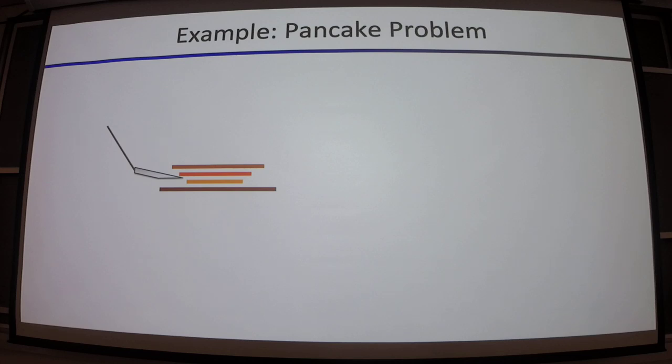And what I can do is I can insert a spatula in between some two pancakes, and I can completely flip the ones that are above the spatula, right? I don't have two skillets. I don't have a waiting area that I can flip pancakes onto and move them around. This is how it works. Okay. So what's the size of the state space here?